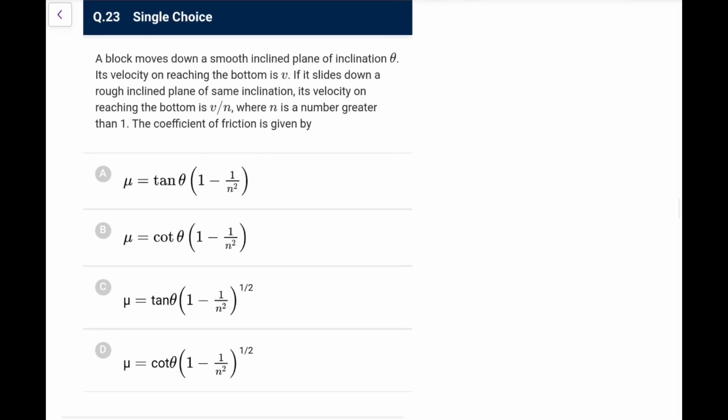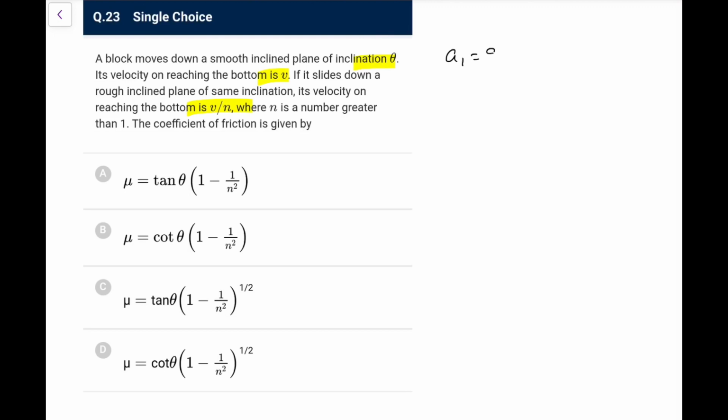A block moves down a smooth plane of inclination theta. Velocity on reaching the bottom is v. If it slides down a rough inclined plane, its velocity becomes v by n, where n is a number greater than 1. The friction coefficient is? So what we can do here, let's say in both the cases, the displacement is going to be the same.